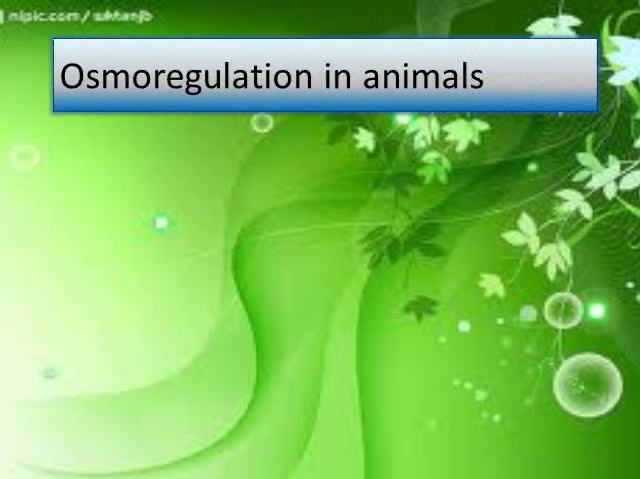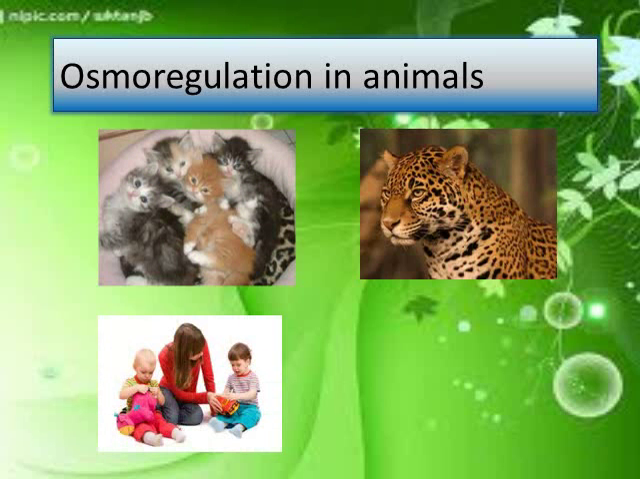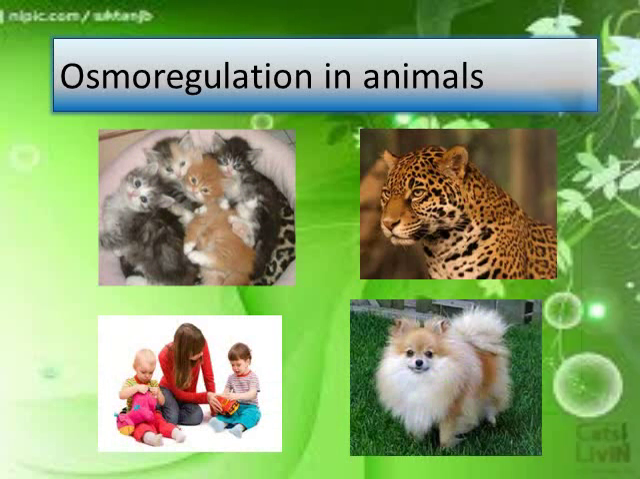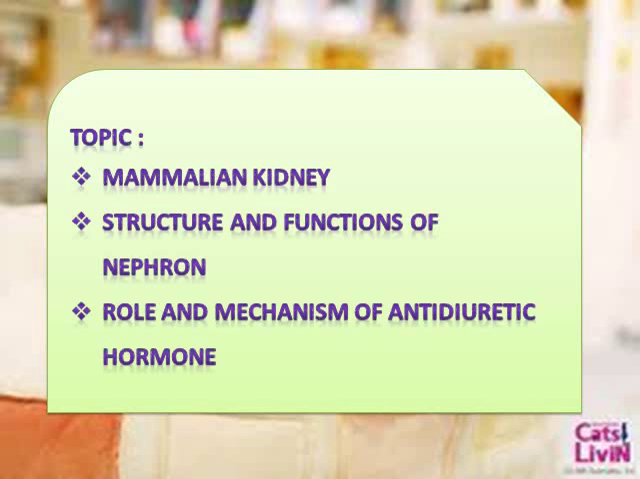Today, we are going to learn about osmoregulation in animals. In this topic, we are going to learn about the mammalian kidney, structure and functions of nephrons, and the role and mechanism of antidiuretic hormone. What is osmoregulation?